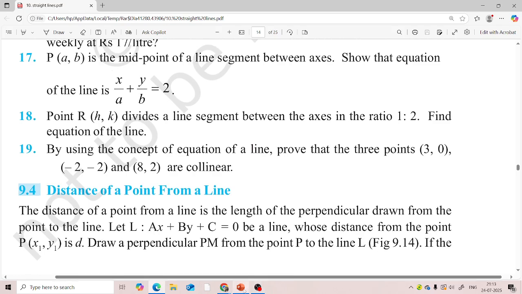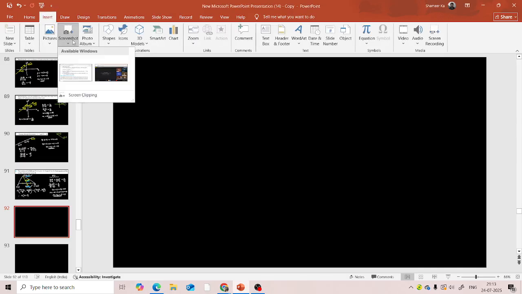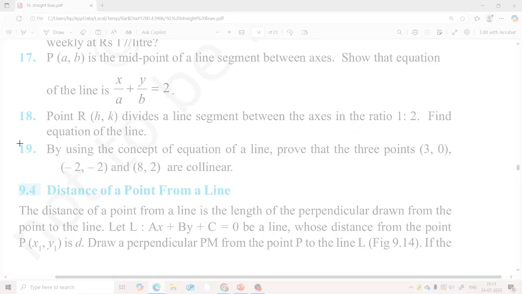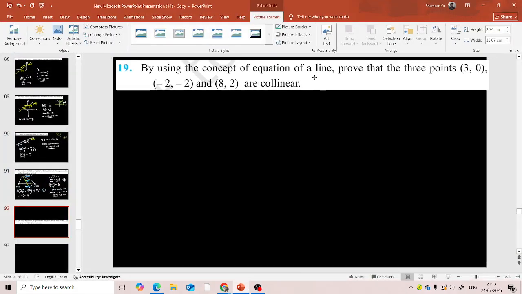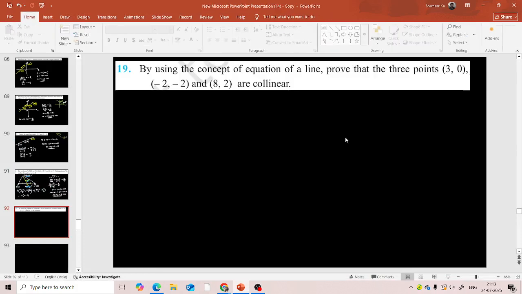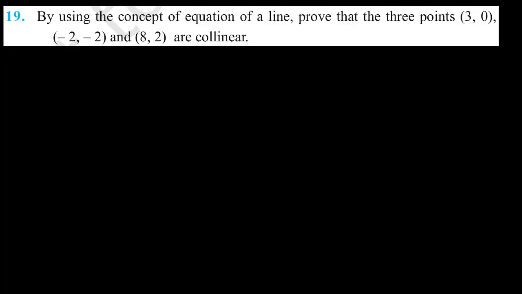Let me discuss the 19th question. The question is, by using the concept of equation of the line, meaning that after finding the equation of the line, we have to prove that (3, 0), (minus 2, ...) and (8, 2) are collinear by using the concept of equation of the line. We cannot use any other technique. Without finding the equation of the line, if you solve it, you will not get any mark.